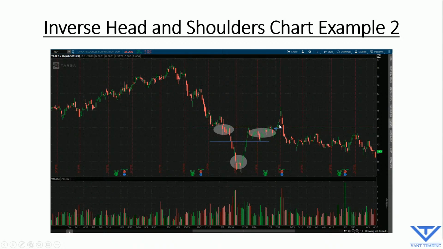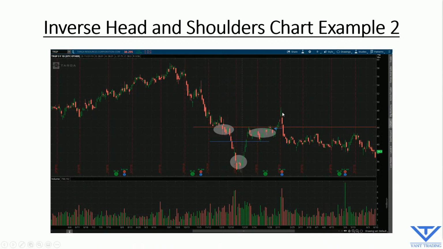And that happens. That's why if you were to have bought this here, in anticipation of the continuation, you could have used this neckline as your stop. You could have used the shoulder line. And if you followed your plan, you got stopped out. You said, it happens. Those are beautiful inverse head and shoulders, but it didn't work out. Who cares? Move on to the next one. Be relentless.